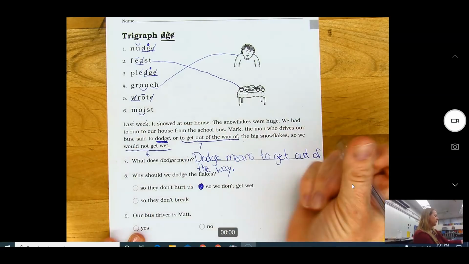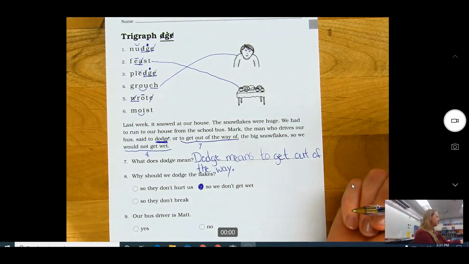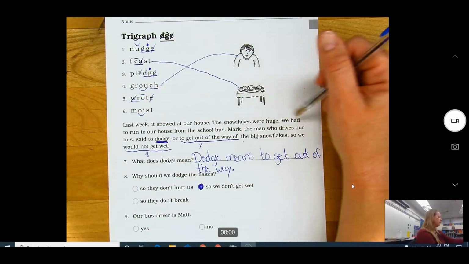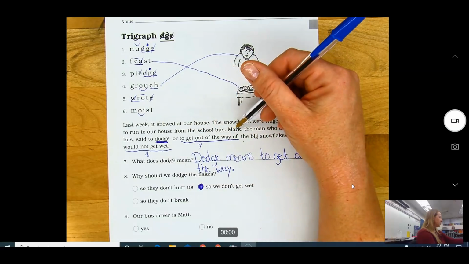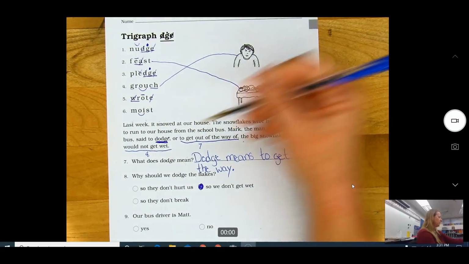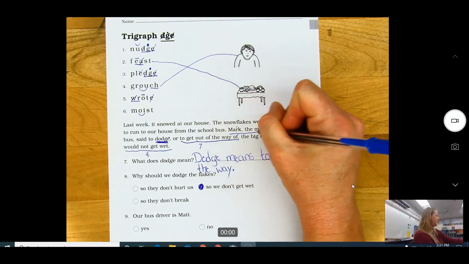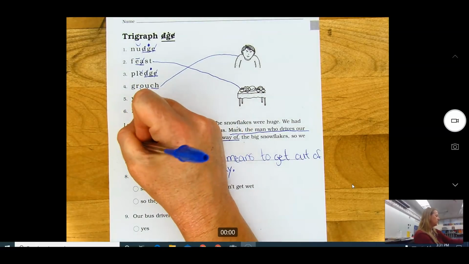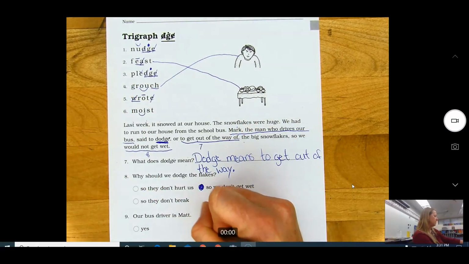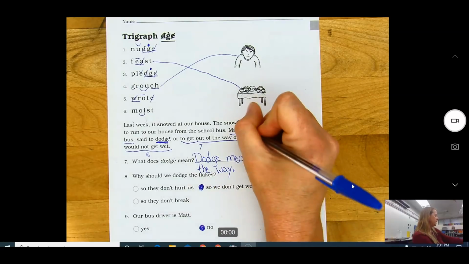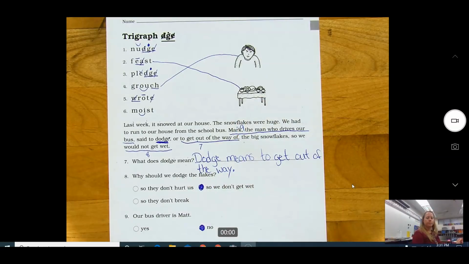Answer to question 8. And our bus driver is Matt. Well, let's go back in the story. Mark, the man who drives our bus, so it is not Matt, it is Mark. So no, and we found the answer here. Okay?